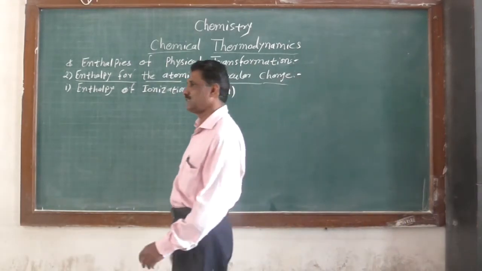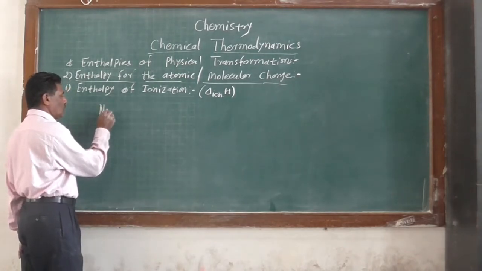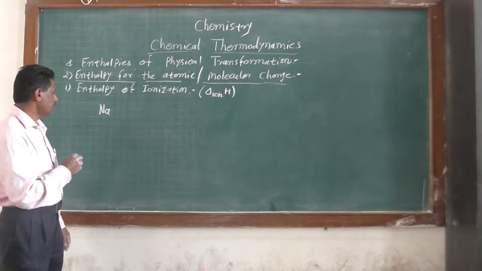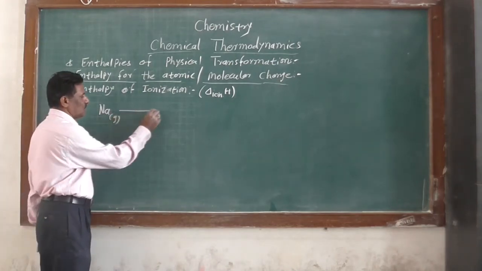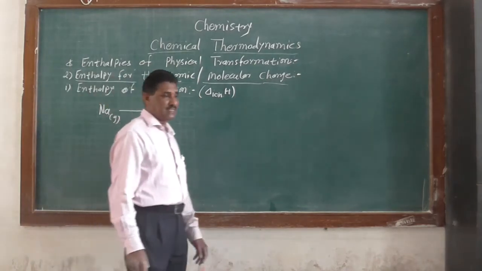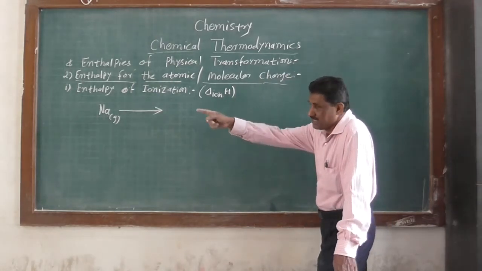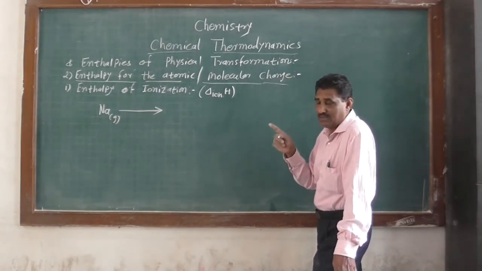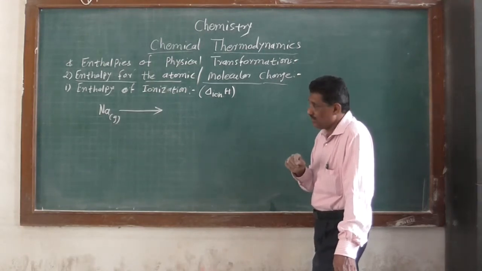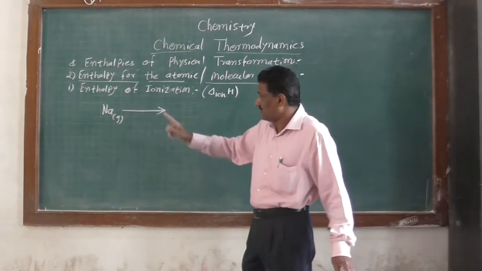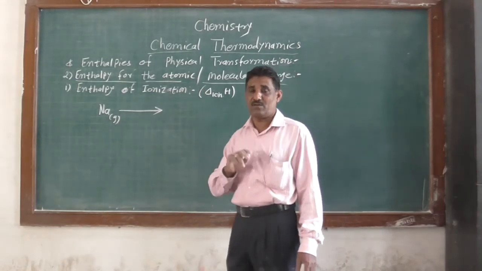Here example is sodium. This is the gaseous sodium atom. One electron is removed from this gaseous sodium atom. And that time, the amount of energy is required to remove one electron from this gaseous sodium. That process is called as enthalpy of ionization.